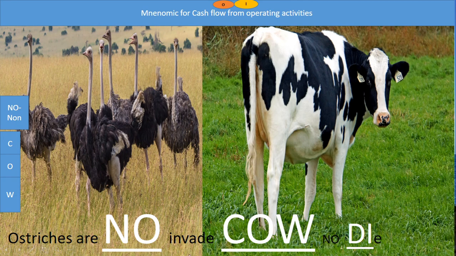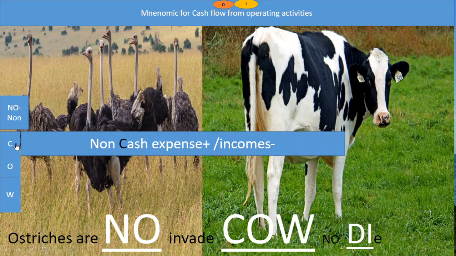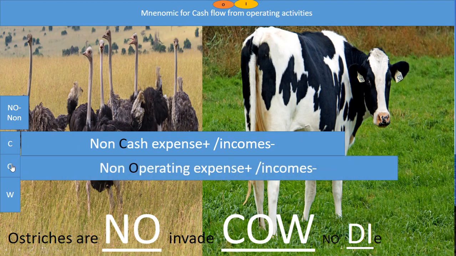Ostriches are not invading cows, so cows don't die. Ostrich no invade cow, cow no die. Just the white colored letters you need to remember. So no means none, C means non-cash expenses, which you need to add. If it's income, you need to subtract. So just remember C means non-cash expenses or incomes. O means non-operating expenses and income. When it comes to expenses, we'll be adding them back; income we will be subtracting.